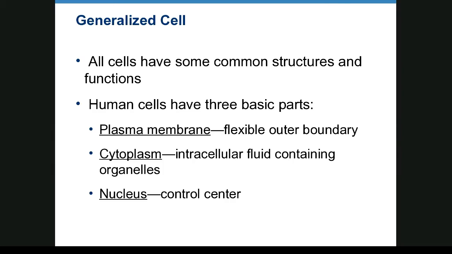All cells have a plasma membrane, which is the outer boundary, the cytoplasm, which is the intracellular fluid that contains the organelles, and then the nucleus, which is the control center of the cell.